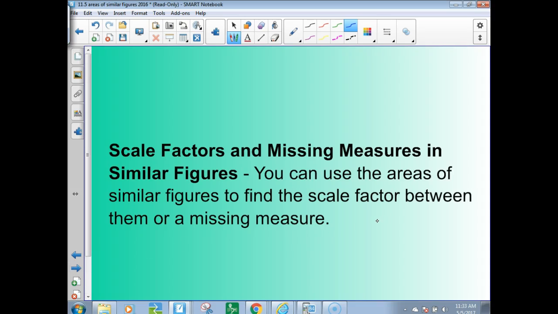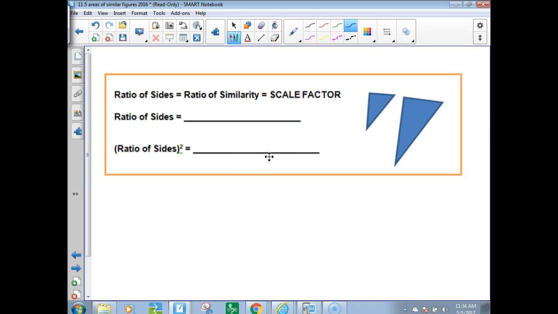Okay, scale factors and missing measurements in similar figures. You, of course, can use areas of similar figures to find the scale factor between them or find a missing measure. So what we need to remember is that if your ratio of your sides is A to B, it will also be the same for the perimeters. The ratio of the sides squared, A squared to B squared, is equal to the ratio of the areas. Again, if the sides were A and B, corresponding sides get compared.